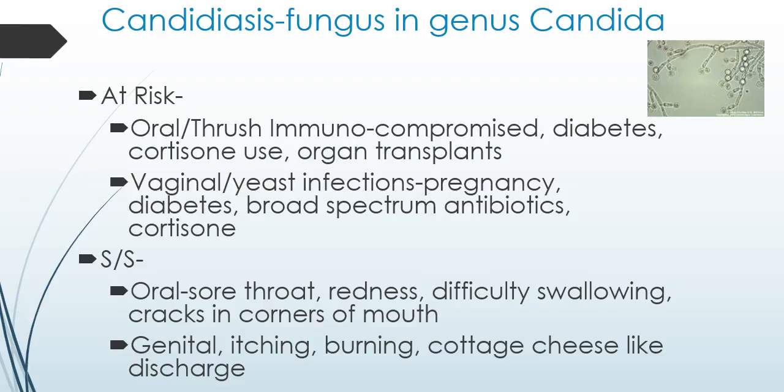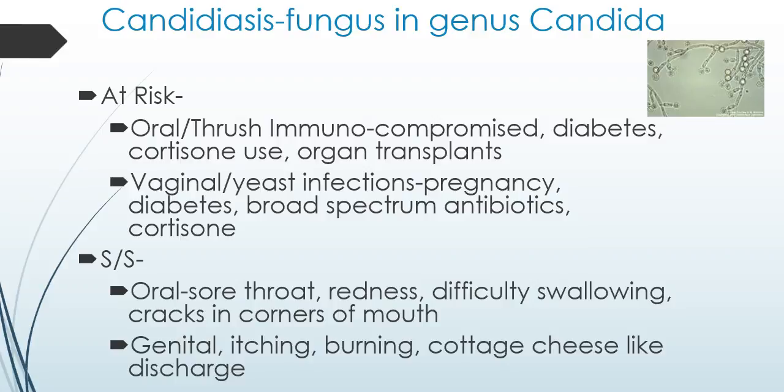The next set of diseases we're going to review is the fungus disease known as yeast infections. And yeast infections occur in 2 major ways. The first is oral, or thrush, and the second is vaginal yeast infections. People at risk for thrush, the oral type of fungus infection, are people who are immunocompromised, have diabetes, are using cortisone, or have had recent organ transplants. Most of the immunocompromised people would fall into categories of chemotherapy, or perhaps they have HIV infection.